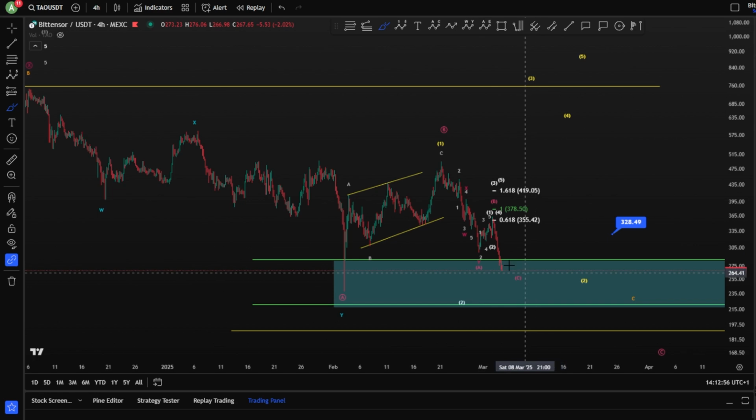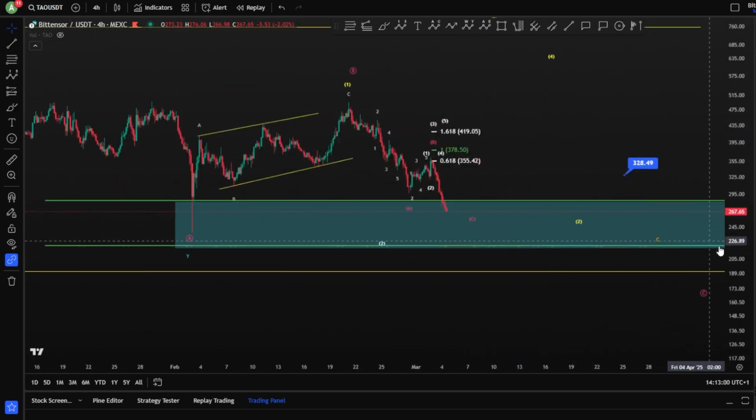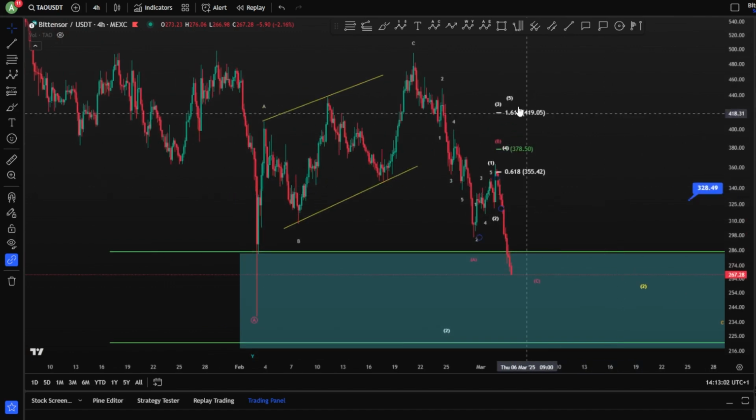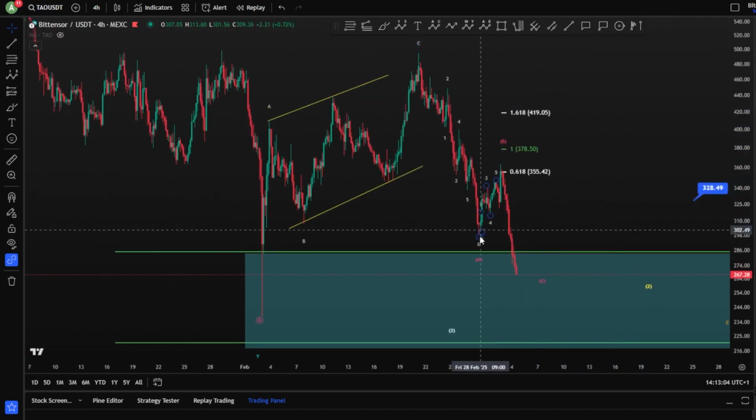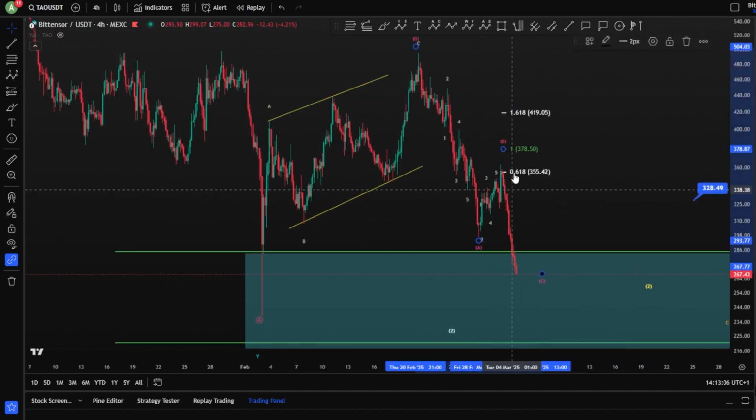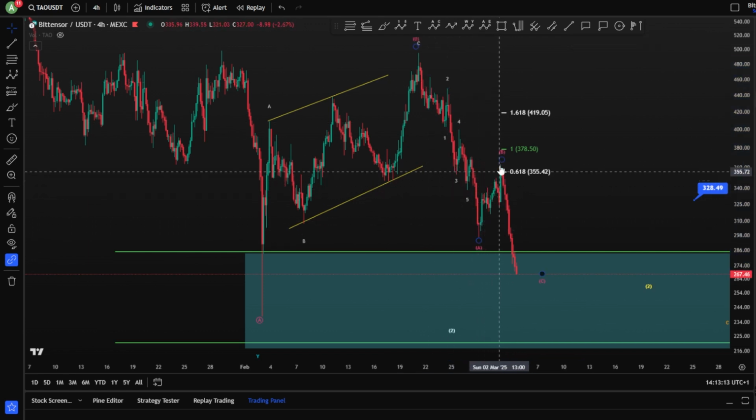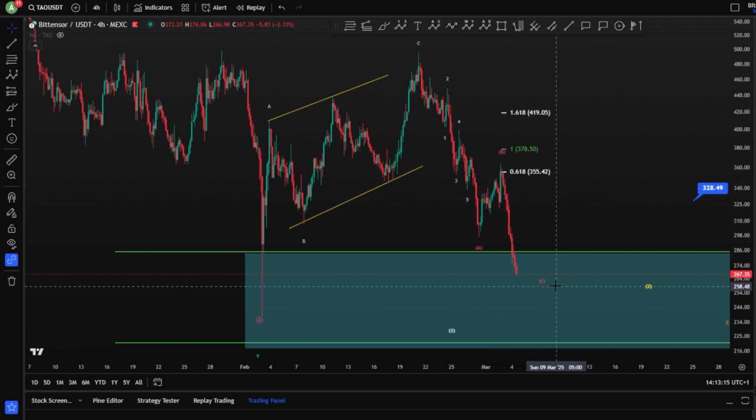So basically what we are looking at right now, of course, is an impulse. I will remove a little bit the WXY, remove all the invalidated scenarios, and potentially we're looking at a finished impulse here, and we're looking as well at another ABC here towards the downside.